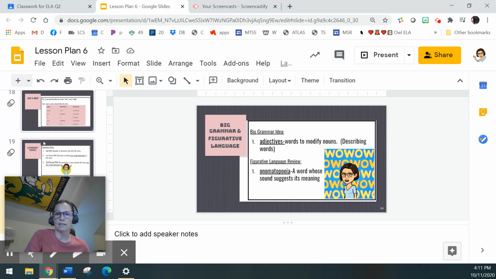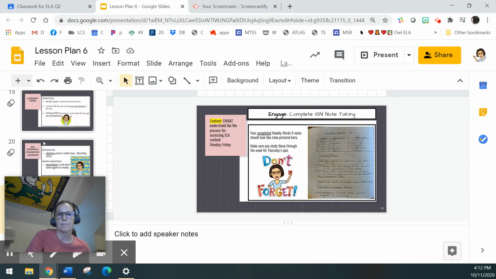Big grammar idea, we're going to add adjectives to our parts of speech this week. I'm looking forward to working with you on that. And onomatopoeia, again, should be a refresher from elementary school. If you're a little foggy on that, you might want to do some Googling. A word whose sound suggests its meaning. Pow, wow, wham. I think of all the comic book words with that.